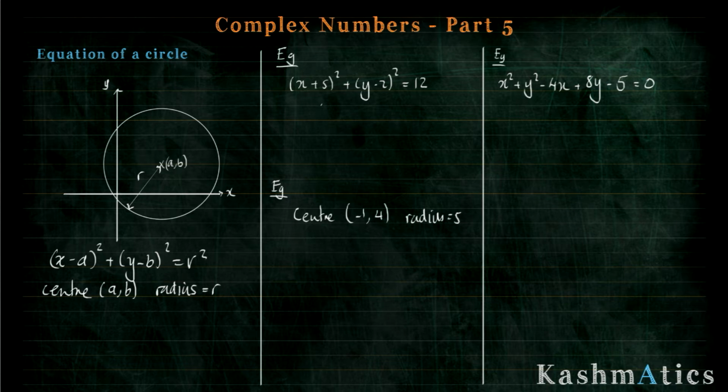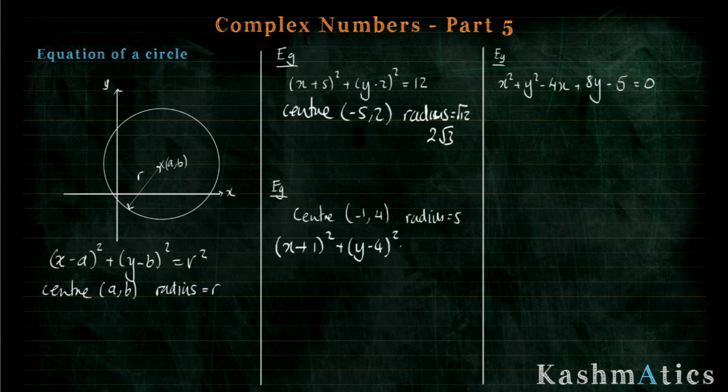So let's just have a look up here at this question. For example, on this one here, (x plus 5) all squared plus (y minus 2) all squared equals 12. This would mean that the centre is at (minus 5, 2), and the radius would equal the square root of 12, which you could express as 2 root 3. If I started with this instead, so I had the centre and then the radius, I could turn that into an equation. So (x minus minus 1), so (x plus 1) all squared, add (y minus 4) all squared is equal to 5 squared, which is 25.